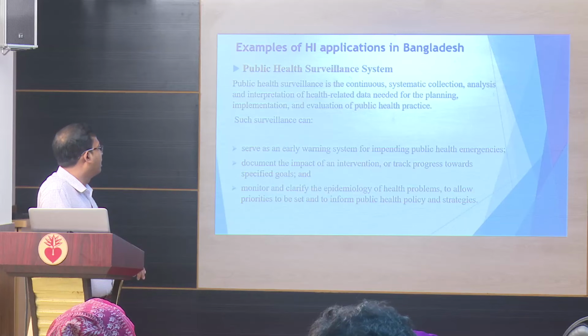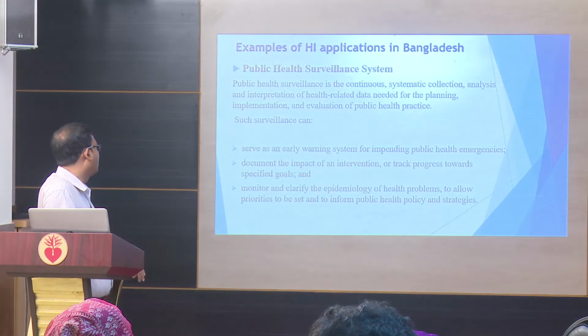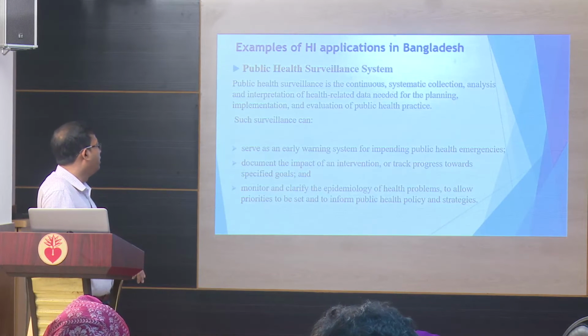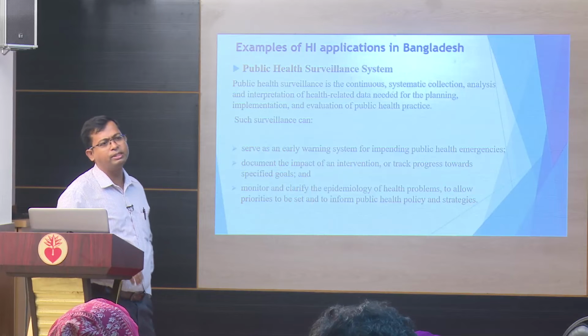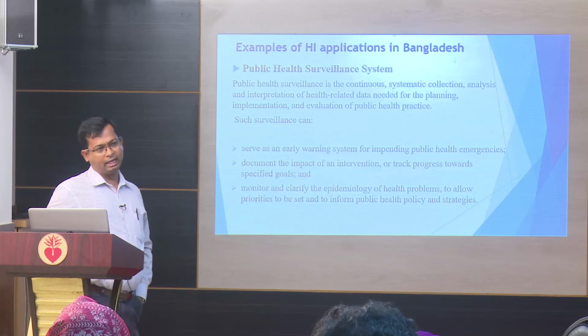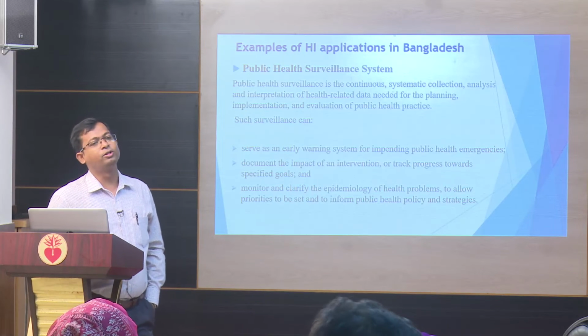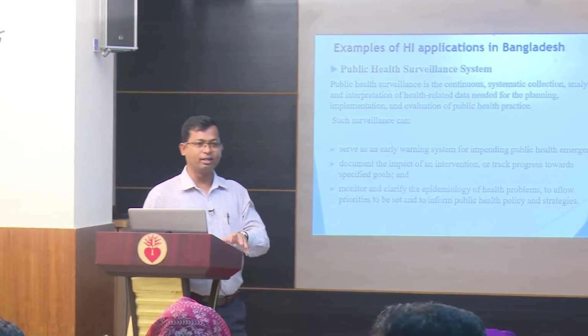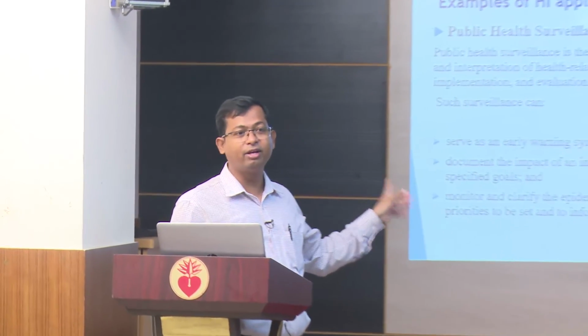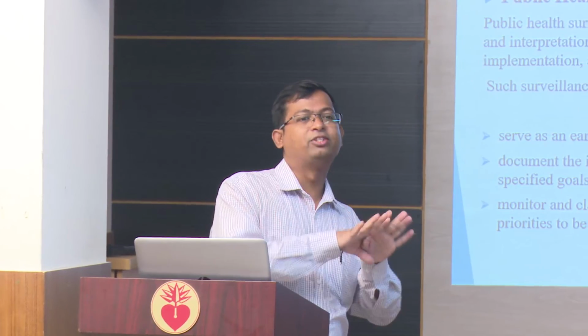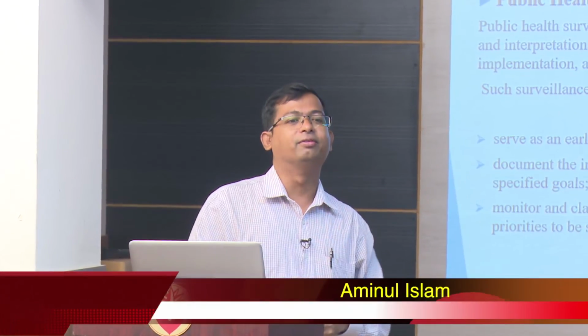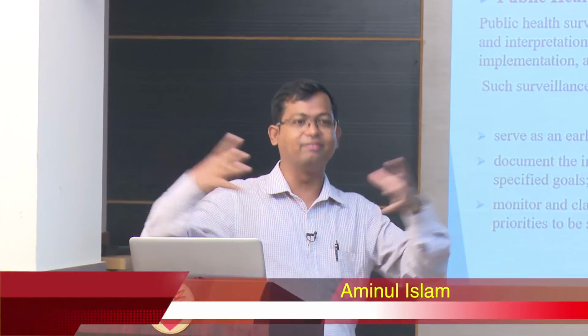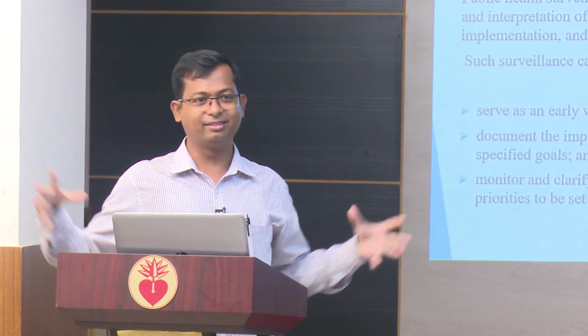Monitor and clarify the epidemiology of health problems to allow priorities to be set and to inform public health policy and strategy. So after tracking the disease, it will also help to make the policy. So what should you do? The preventive measure you can take based on the current scenario. So that's why you need a tracking system, disease by disease.